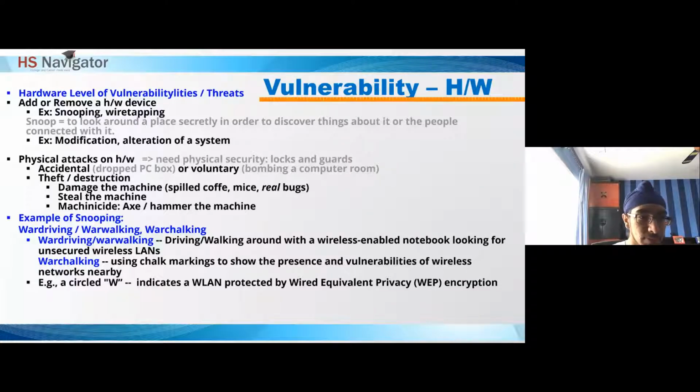You can actually destroy physical hardware. Like you can destroy a computer room. You can accidentally drop a PC box. You can damage a machine by spilling coffee. You can steal the machine, or you could physically use a hammer or something to break a machine. Those are examples of hardware vulnerabilities.